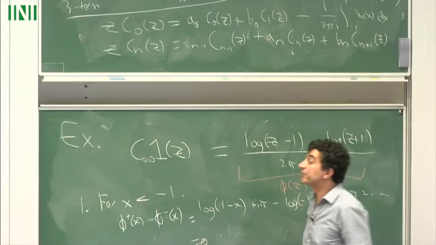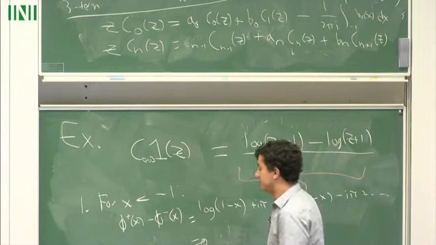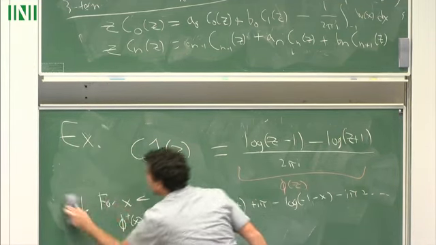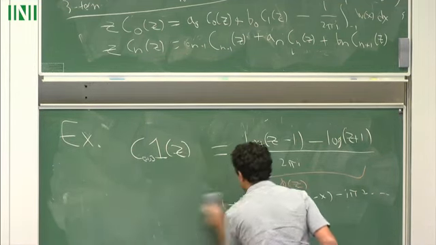So this works for any orthogonal polynomials. If you know C_0 of z and you know the integral of the weight, we know the Cauchy transforms.